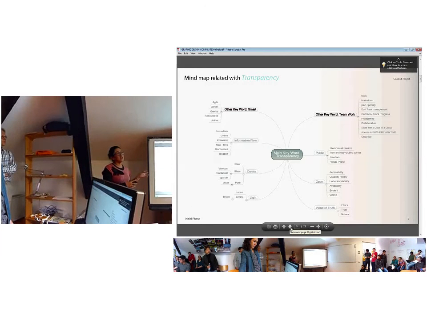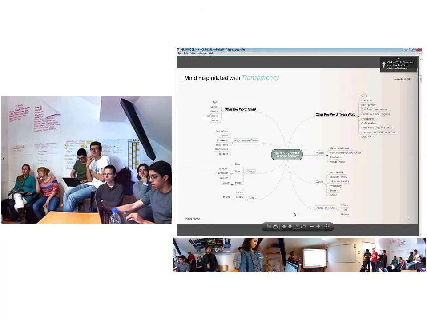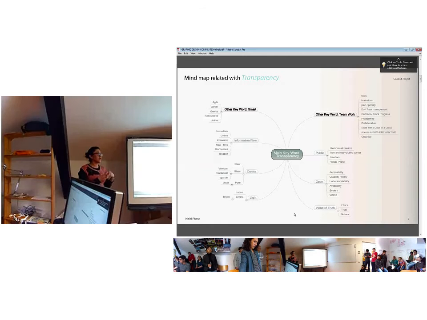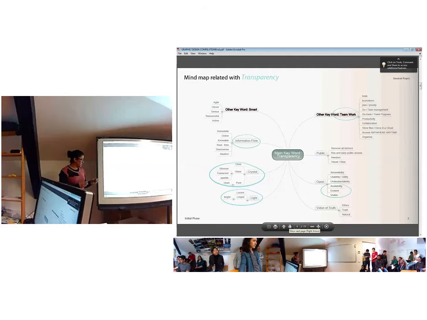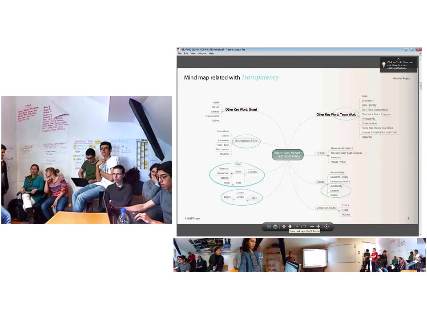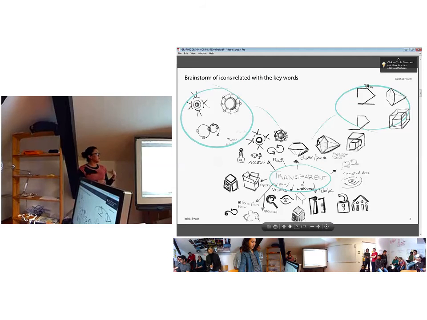So, this is a brainstorming in order to find out what GlassHub is and to think about the graphic proposal. You will see here a bunch of words related to the word transparency. The ones that were most inspirational for us were those selected with the circle: information flow, clear, translucent, lucent, light, availability, evident, visible, and teamwork.